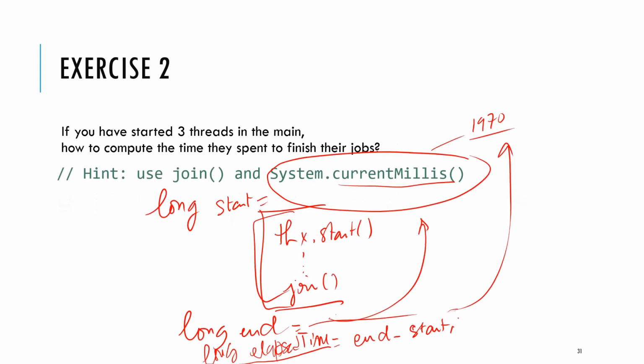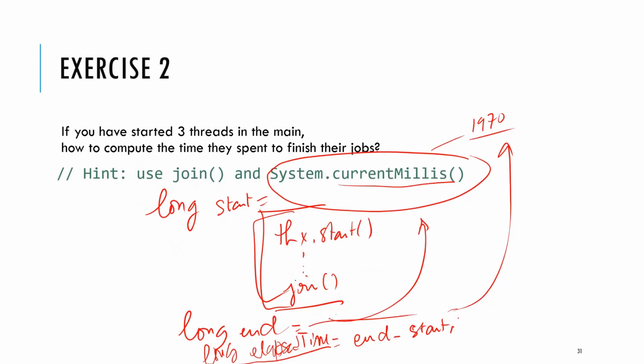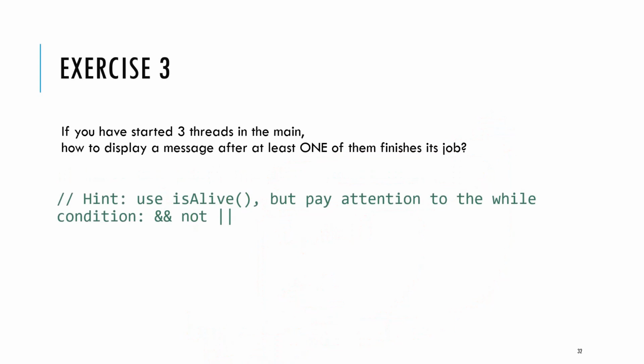As we explained in the slides on Friday, you will see that is alive will make you waste a certain amount of time. Okay, in exercise number 3, if you have started the 3 threads in the main, how to display a message after at least one of them finishes its job? So you want to display a message after at least one of them has finished, and maybe to make sure that the others will quit, you can call system.exit.